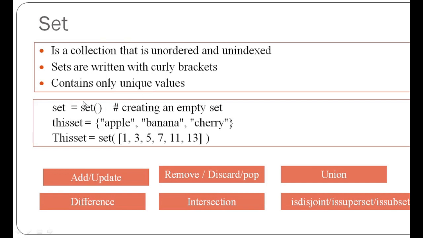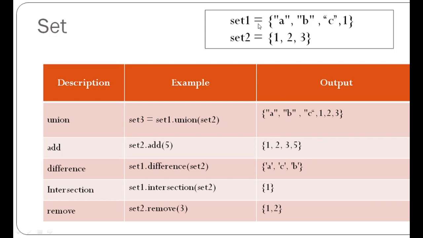So this is how I create a set, and then this is an example. Now you can see another example, a set made from a list. These are all permitted. Now these are some of the operations I can perform on a set. I have two sets, set 1 and set 2. I can have a union, add, difference, intersection, and remove. I can add an element, I can remove an element.